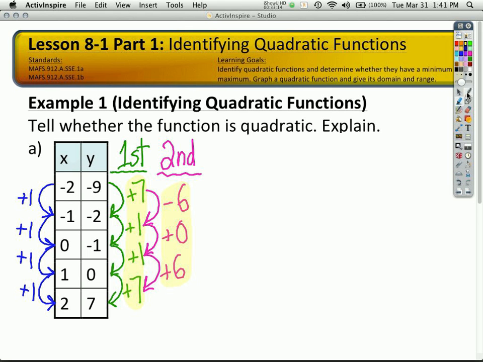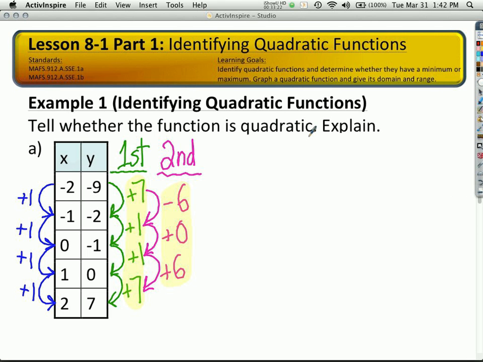So our analysis has concluded that it's not linear and it's not quadratic. The question asked us to tell whether it is quadratic, so the answer is no, it is not quadratic. And it asks us to explain, our explanation is right here. The second differences are not the same. So no, it is not quadratic.